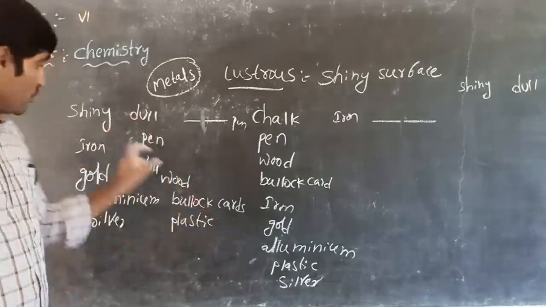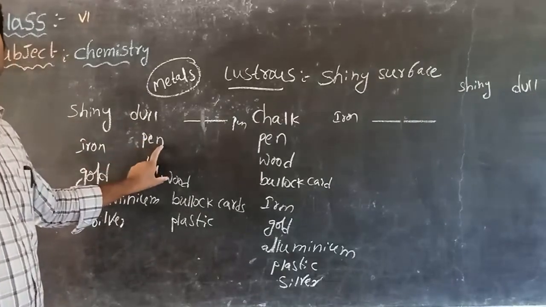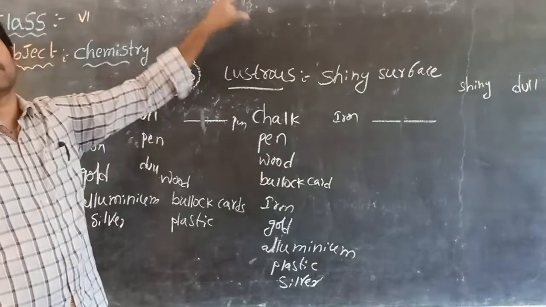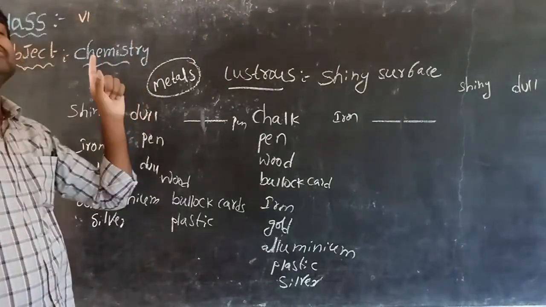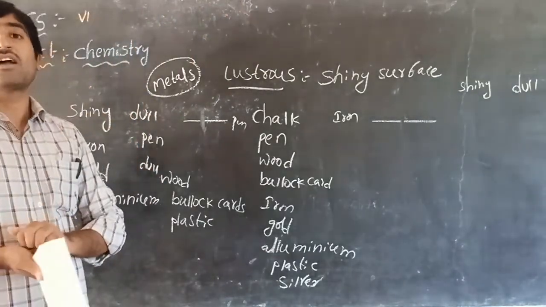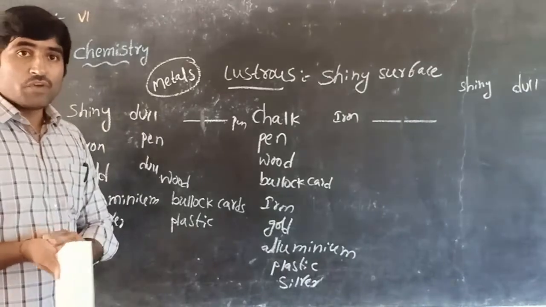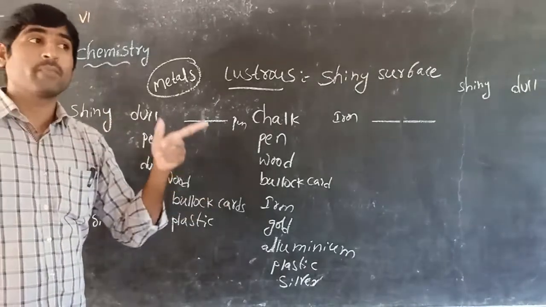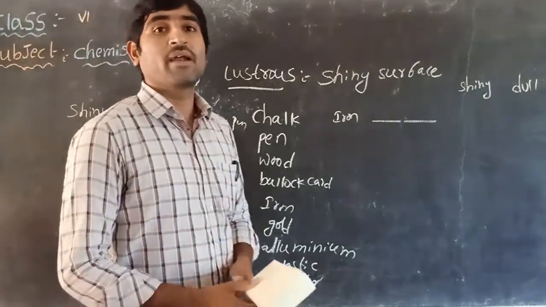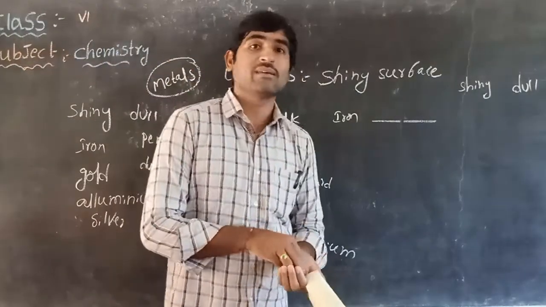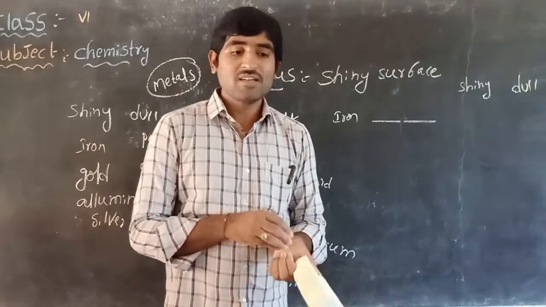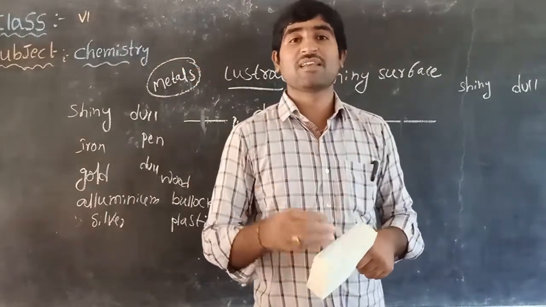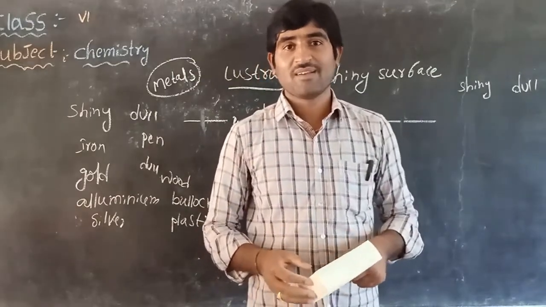On what base did we divide this list? Based upon the property of lustrous. Yes or no, children? Yes. But here one problem is there in finding lustrous. When you cut the surface of the materials to find out the lustrous, that shiny appearance may not last for long. Even some metals may lose their shiny surface in a small fraction of time.